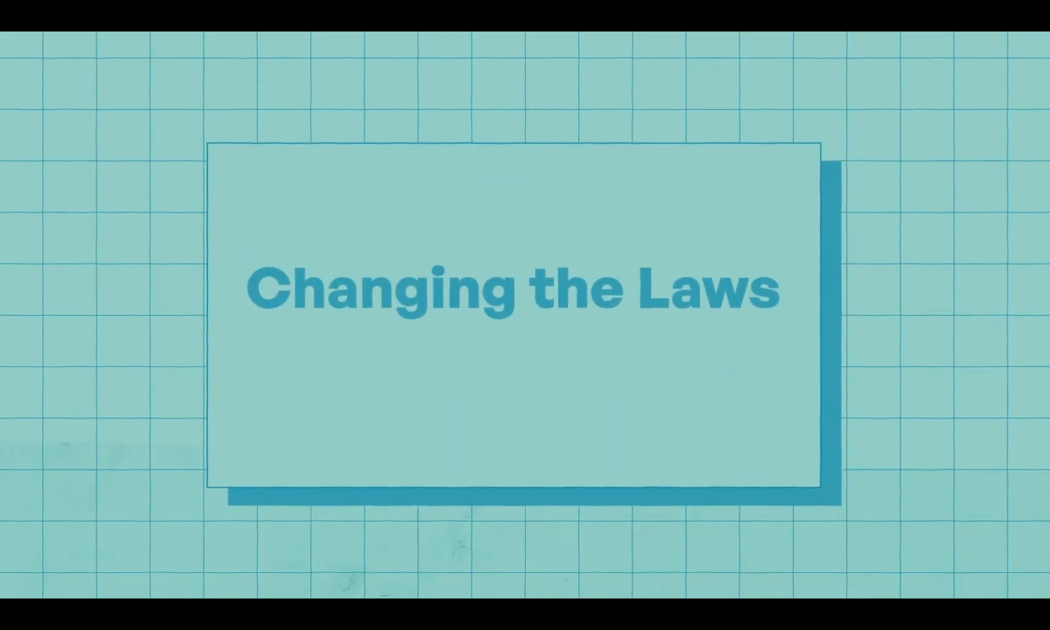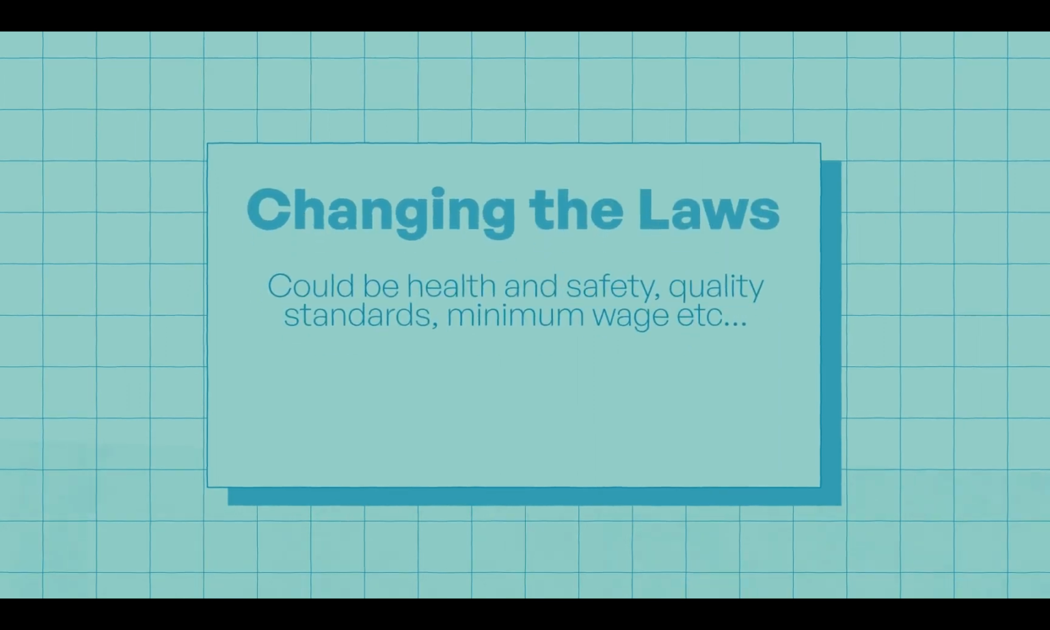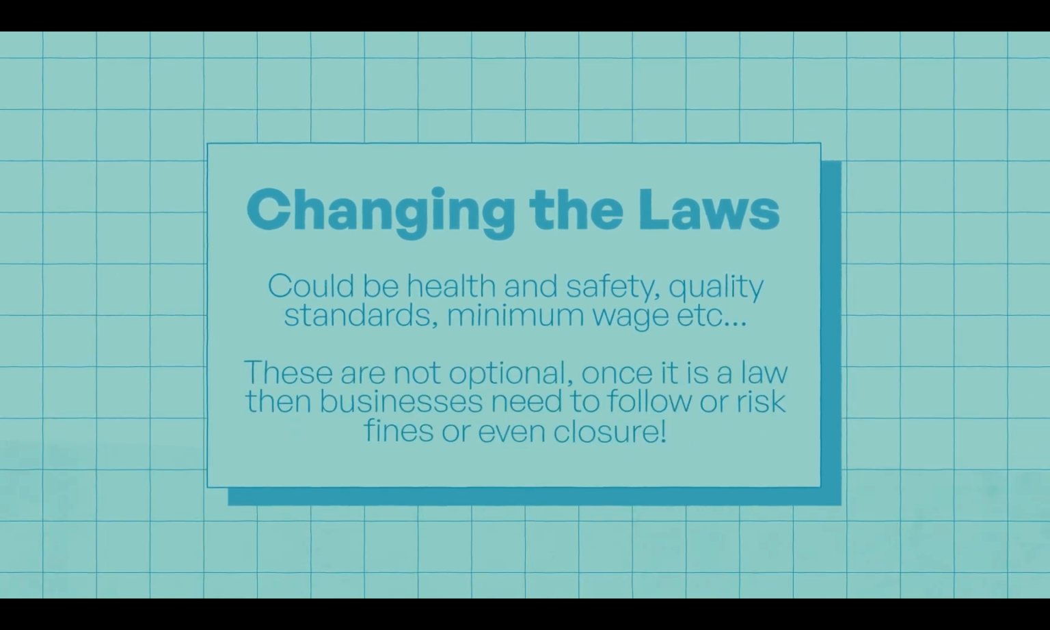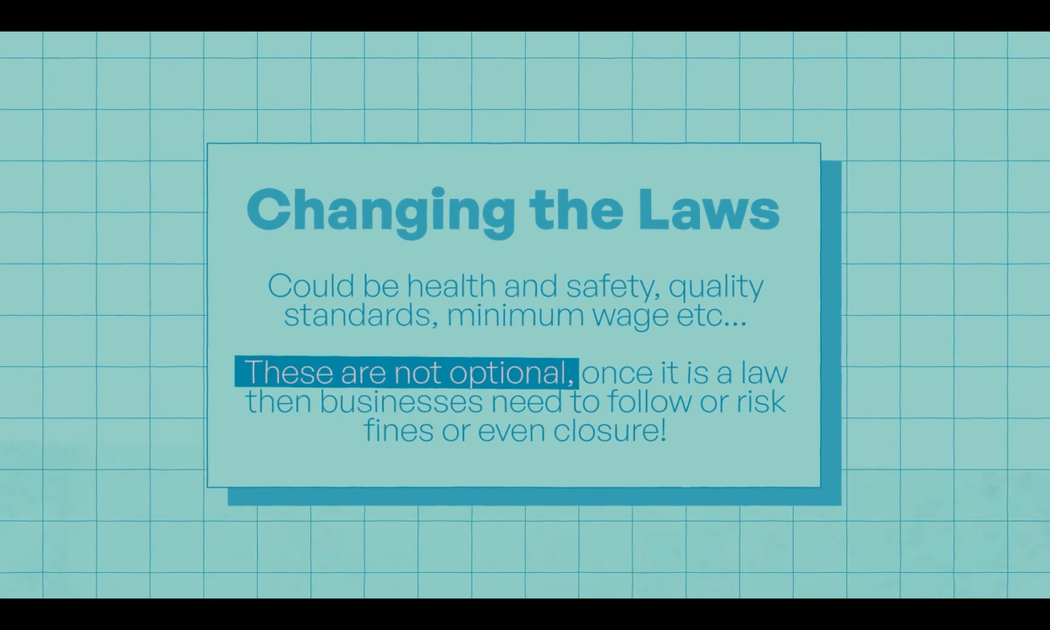The main ways that governments can affect business activity are, firstly, by changing the laws. These could be health and safety requirements, quality standards, minimum wage requirements, just to name a few. It's also important to remember that these changes are not optional. Once it's a law, then businesses need to follow it or risk fines or even closure.